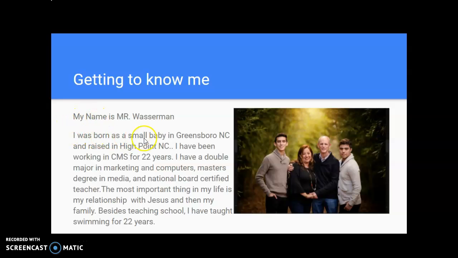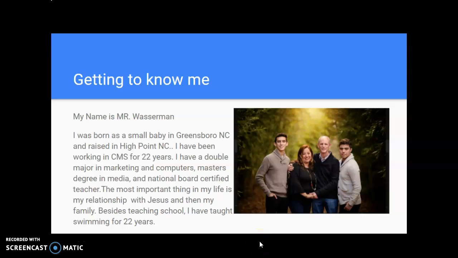In getting to know me, as I said, my name is Mr. Wasserman. I was born as a small baby in Greensboro, North Carolina, and raised in High Point, North Carolina. I've been working at CMS for 22 years, and I have a double major in marketing and computers and a master's degree in media and national board certified teacher.